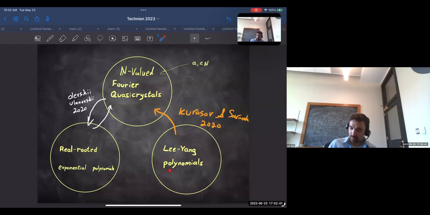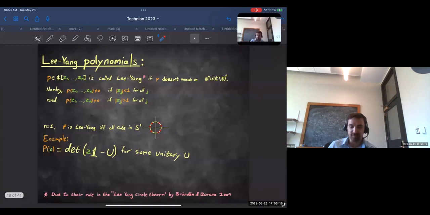So now we got to Kurasov and Sarnak, who started with a Lee-Yang polynomial and constructed what I would call N-valued Fourier quasicrystals. So Fourier quasicrystals where the coefficients are natural numbers. And then came Olevskyi and Ulanovskii, who said, well, you know what? This happens if and only if you started with, you're looking at the zero set of a real rooted exponential polynomial. Now, to be able to explain all of these things, let's start with the definition of a Lee-Yang polynomial.